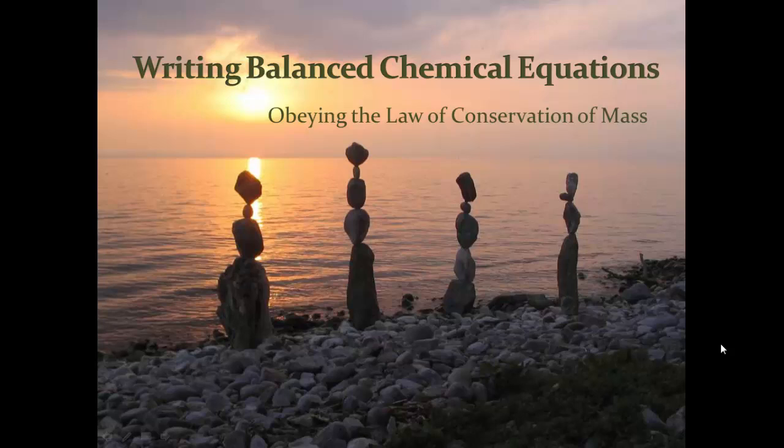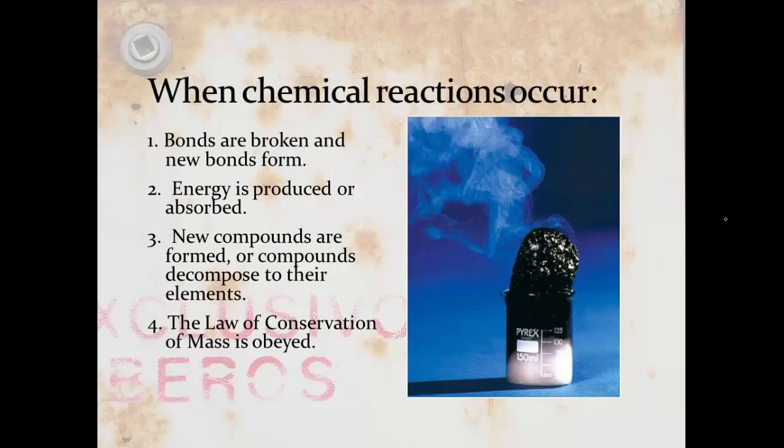Alright, so we're going to get started. Again, our goal by the end of this is that we should be able to write a balanced chemical equation. Basically, we have to obey the law of conservation of mass. Whatever we start with, we have to end with. So, when a chemical reaction occurs, bonds are broken and new bonds are formed. So we take some certain chemicals, we break the bonds that they might already have, and we form new bonds, and therefore it's forming new chemicals.